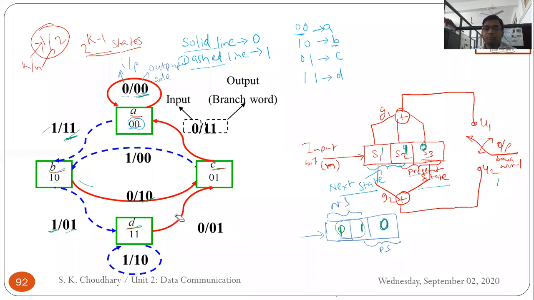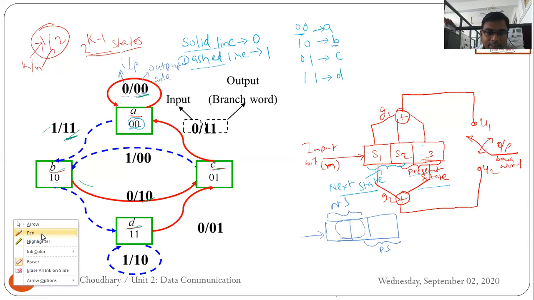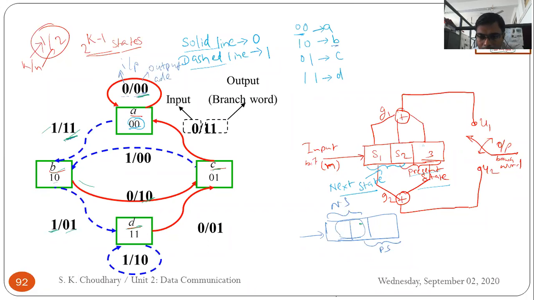In a similar fashion, we have to perform the next transition. Suppose you are now at C. What is the status of C? 0, 1. So suppose your present state is 0, 1. Now you also have two possibilities. You receive the input 0, so your next state would be A, 0, 0. But what is your output here? Your state is 0, 1 and your input is 0, so U1 becomes 1 and U2 also becomes 1. So your output is 1, 1.